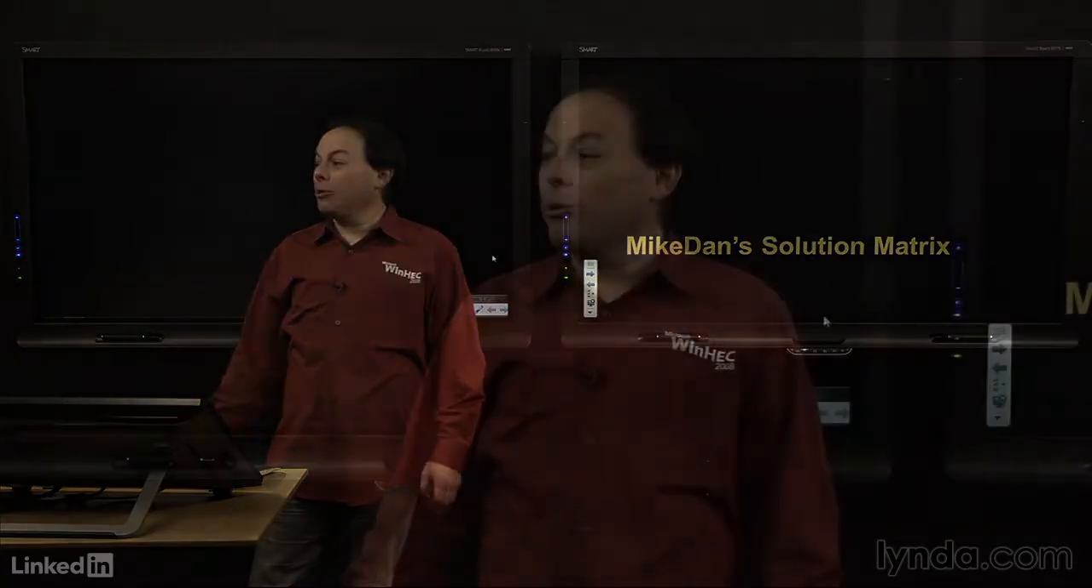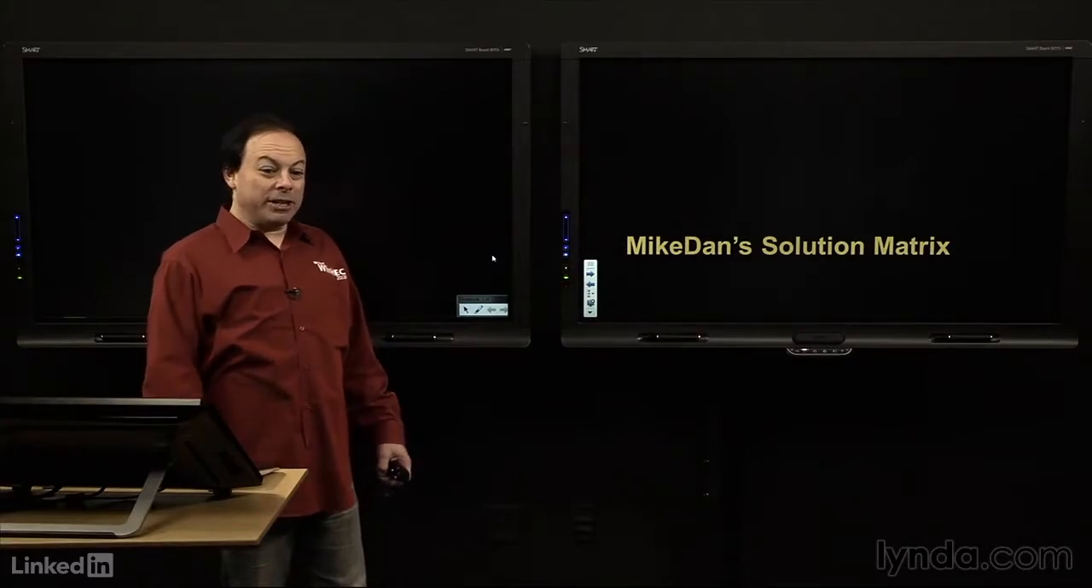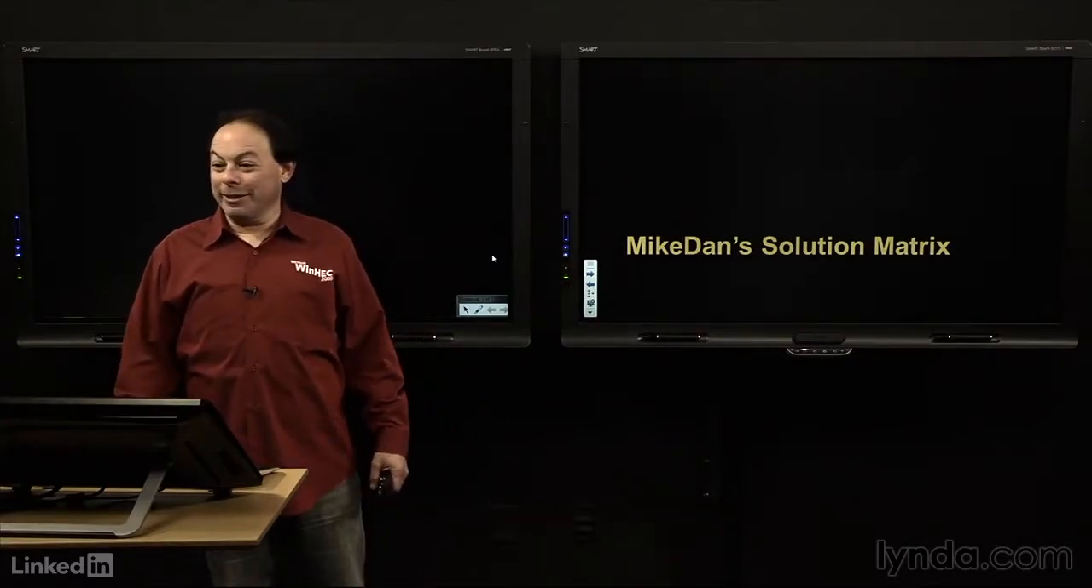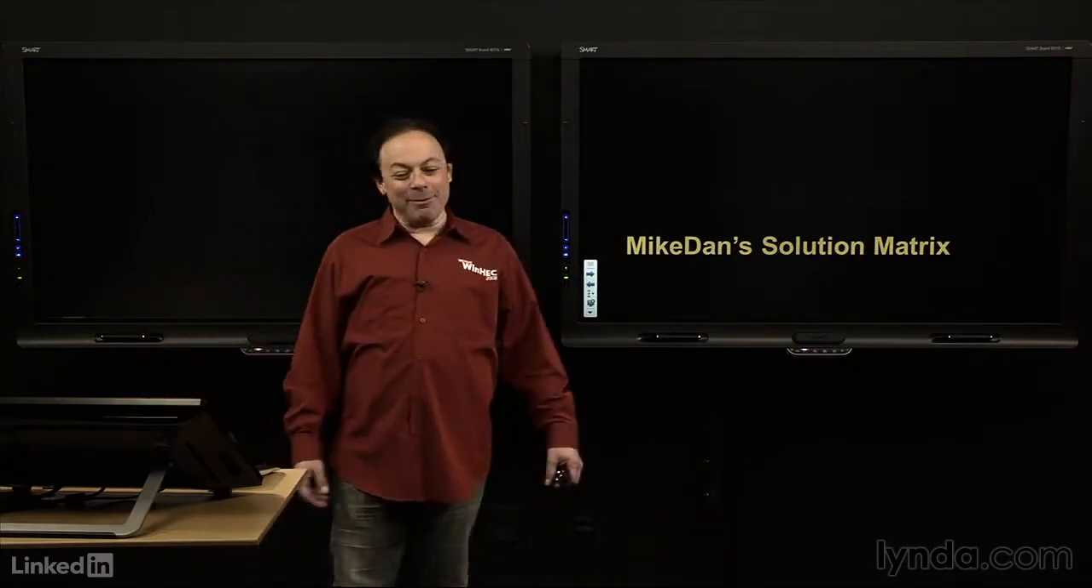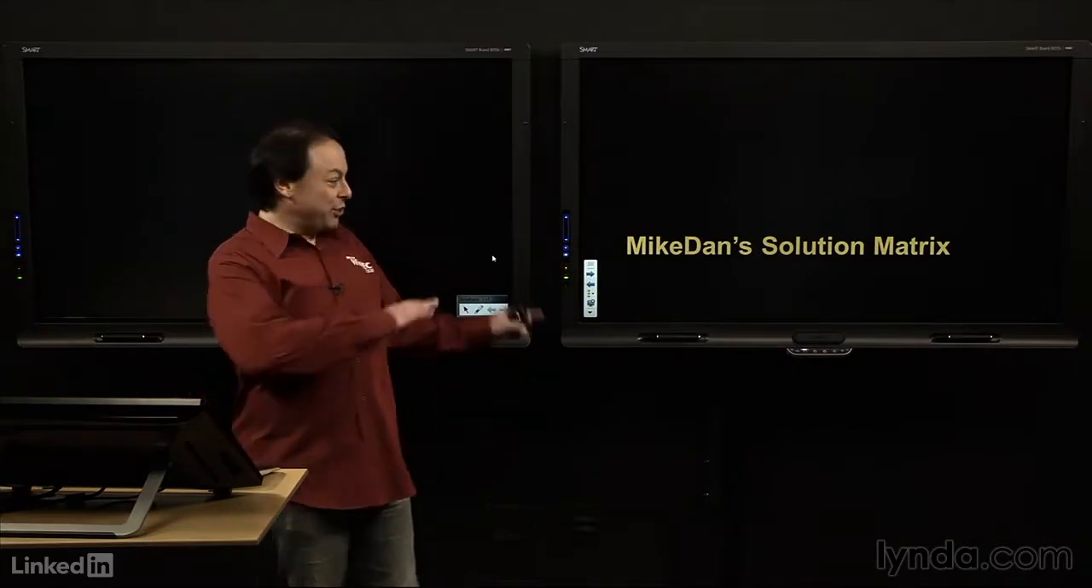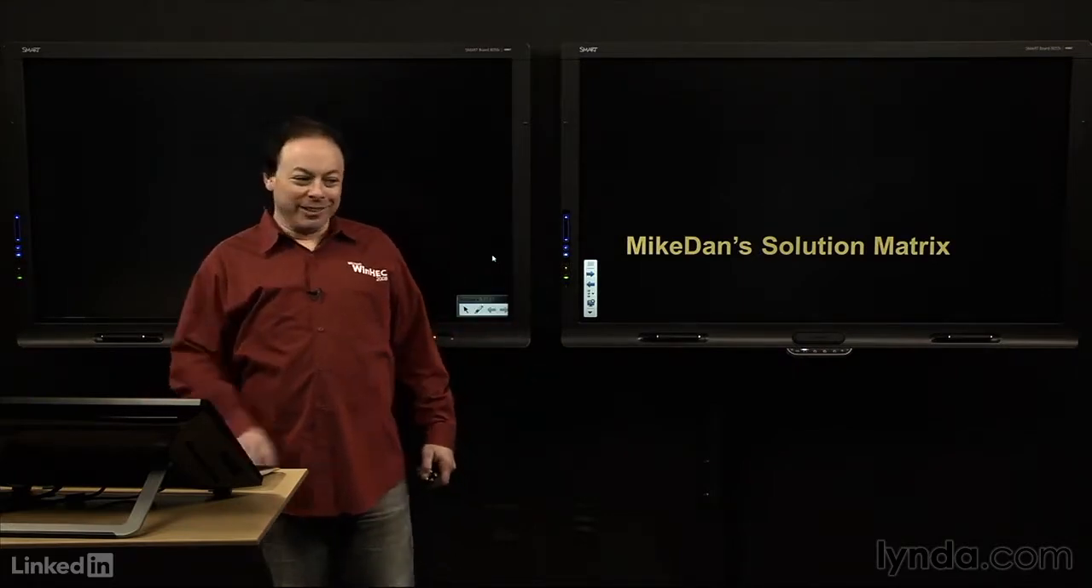And one tool that I quite like that I've developed with a lot of my peers over the years is this solution matrix. And I never really came up with a particularly good name for this solution matrix. So I just call it the MikeDan's solution matrix because I'm conceited and I wanted to name something after me, frankly. There is no better name. I've had people throw acronyms at me. Usually they're obscene acronyms. So we'll just stick with the solution matrix here.